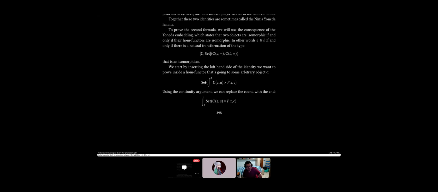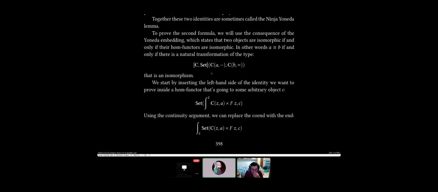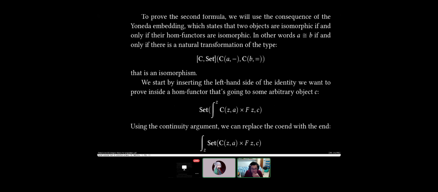Let's try to read this thing. What are the vertical bars again? I forgot. Are these brackets or vertical bars? They're brackets. Okay, brackets. If I zoom in, yeah, brackets. There's a very tiny line here.